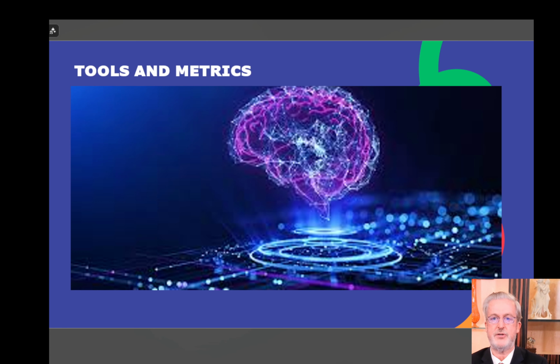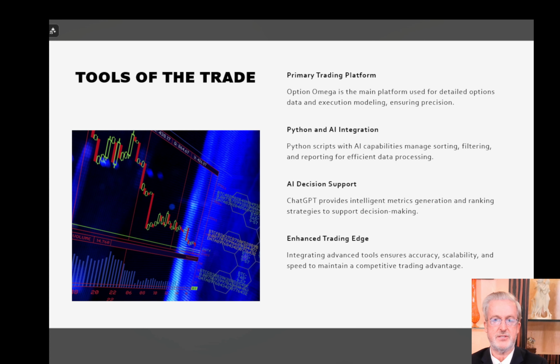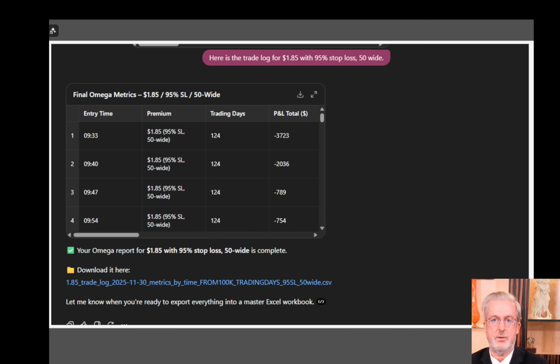And so what are the tools and metrics that we use? Well, that shouldn't be in there. Oh, we're going the wrong way, that's why. Let's go this way. So, the tools and metrics. We were talking about the tools and metrics.